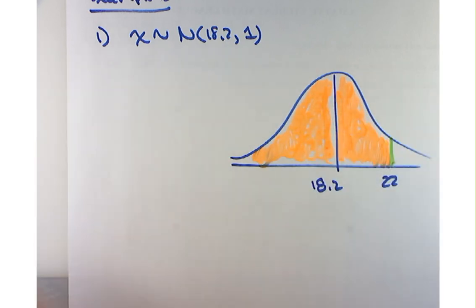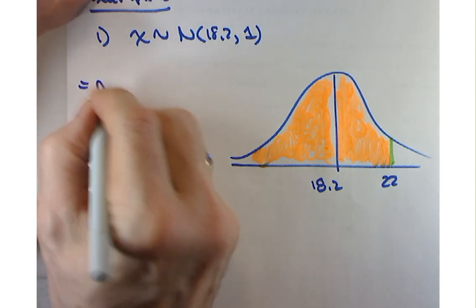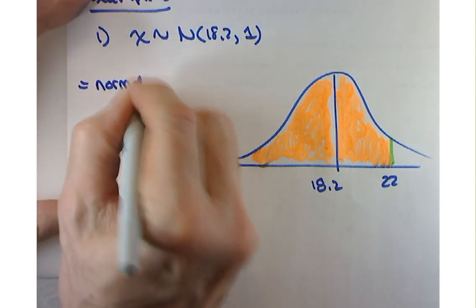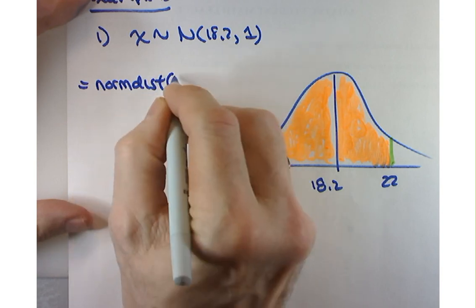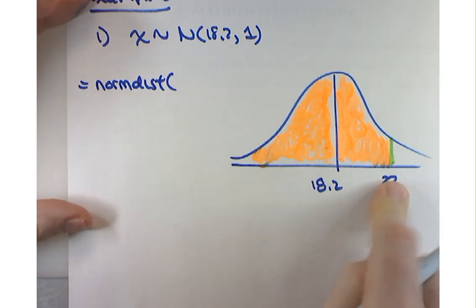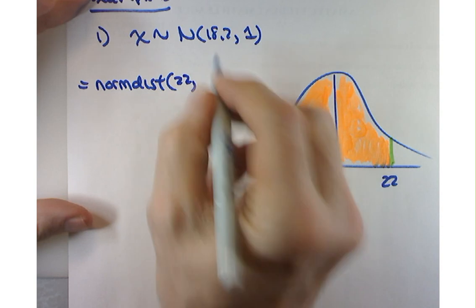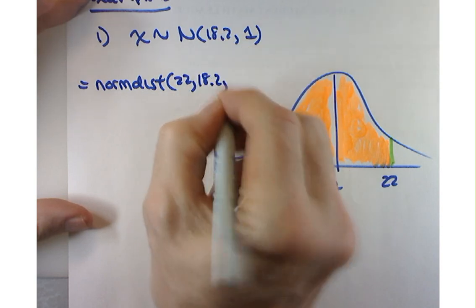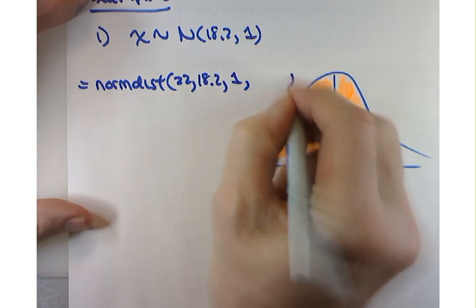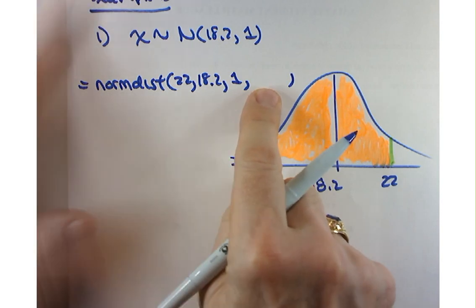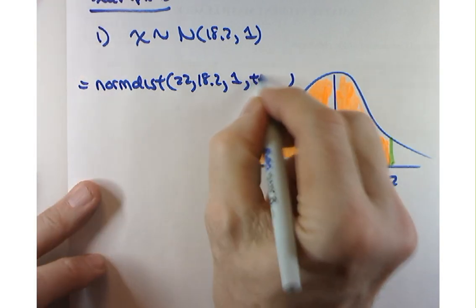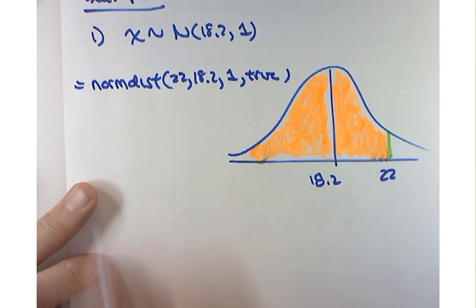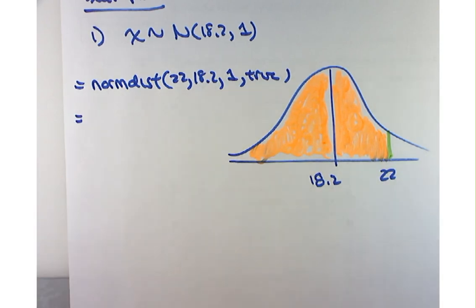All right. So for this first part, the 4-point part of the problem, that's going to be equals norm distribution of 22, and then the mean, which is 18.2, and the standard deviation, which is 1. What always follows that for this command? True. Nice. And that should be almost everybody.